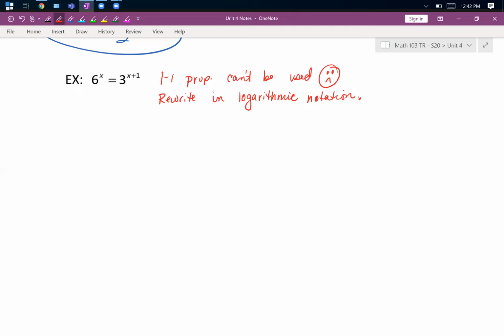The first way, the way I typically prefer to do it, I feel like it makes more sense because we're reinforcing skills that we've already learned. But I will show you both ways so you have them both at your disposal. All right, so we're going to have to rewrite it in logarithmic form.